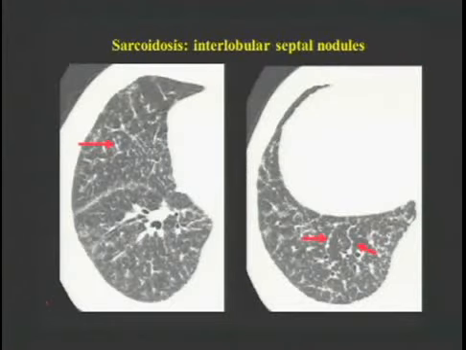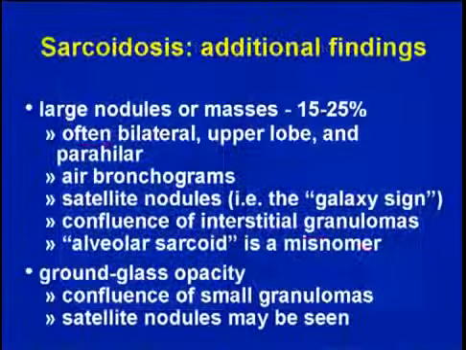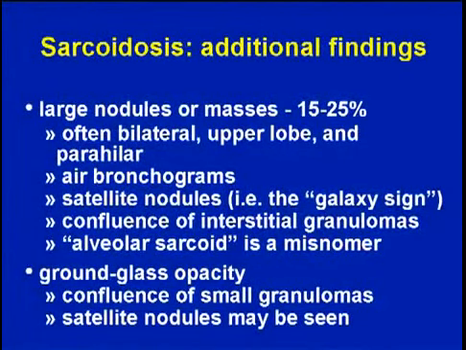Now, interlobular septal thickening or interlobular septal nodules are not as common a finding in sarcoid, but may be seen. These are scans in the lung base in a patient who has sarcoid, and you can see some interlobular septa that show nodular thickening. It's part of a perilymphatic pattern, but not particularly common in this disease. Now, some additional findings may be seen in sarcoid. Large nodules or masses in up to a quarter of patients.